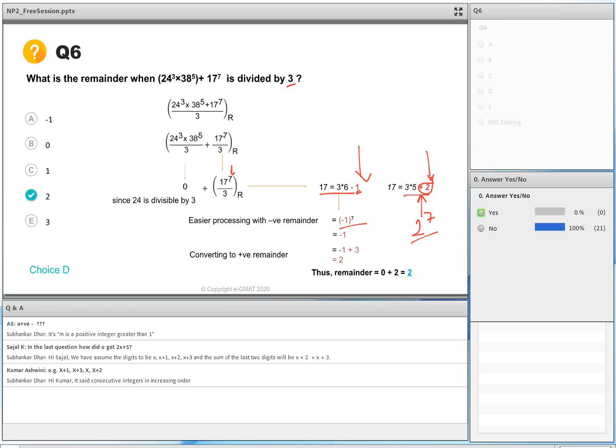Now, -1 to the power 7 returns me a value of -1, right? Because the power is odd. And -1 to the power odd returns me a -1. So is -1 the answer?